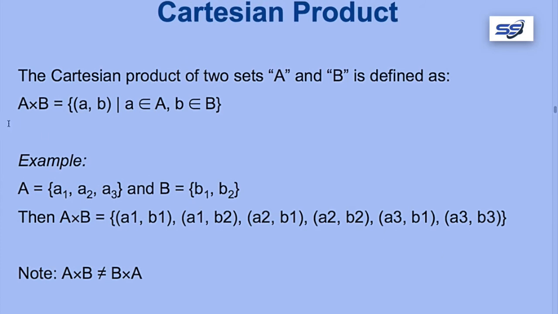Cartesian product. The Cartesian product of two sets A and B is defined as A × B = {(a, b) such that a belongs to A, b belongs to B}. Example: A = {a1, a2, a3} and B = {b1, b2}. Then the Cartesian product A × B = {(a1, b1), (a1, b2), (a2, b1), (a2, b2), (a3, b1), (a3, b2)}. Note that A × B is not equal to B × A.